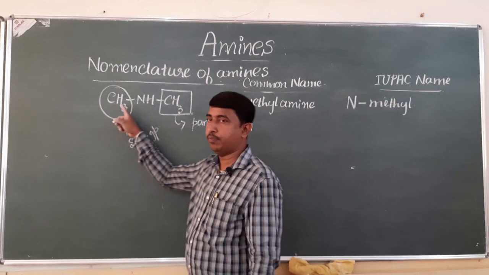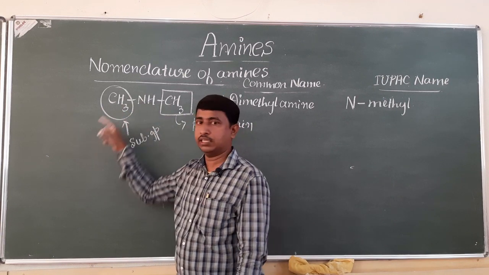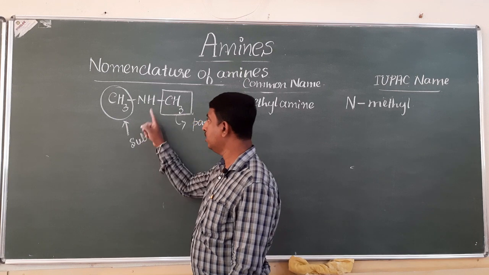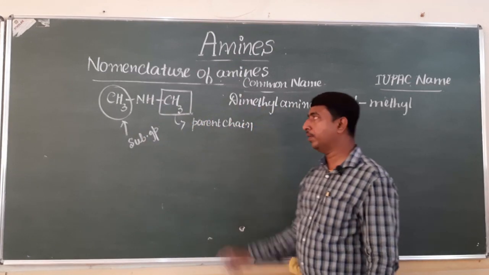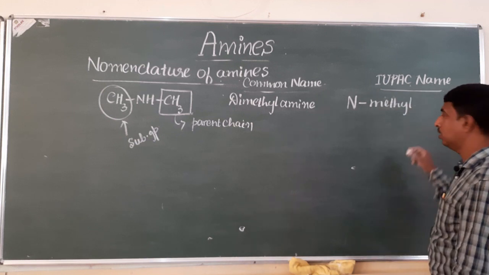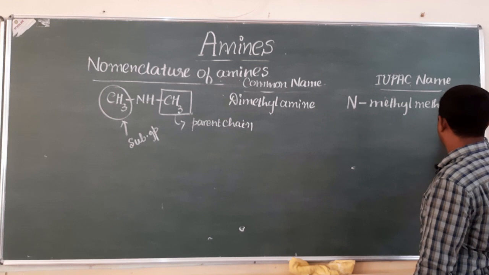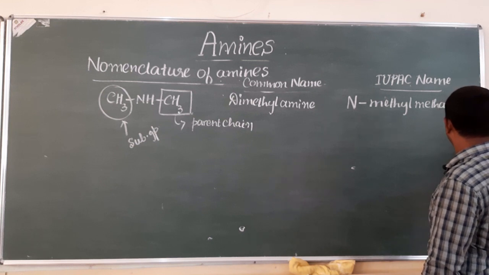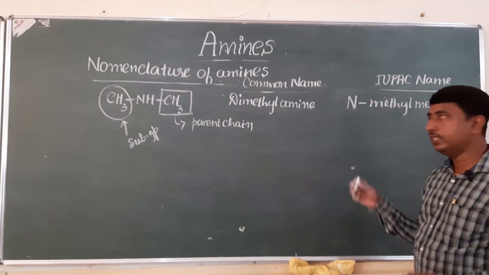Hope it is clear. The alkyl group is present on nitrogen, so it is N methyl. The substituent group is over. Next, you have to write the name of the parent chain, that is the alkane, methanamine, because there is only one carbon. It is methanamine. N methyl methanamine.